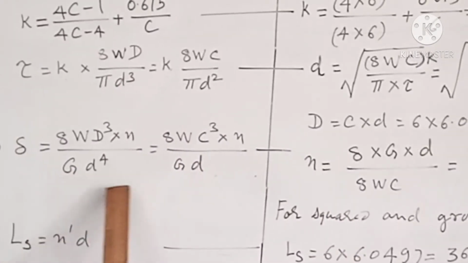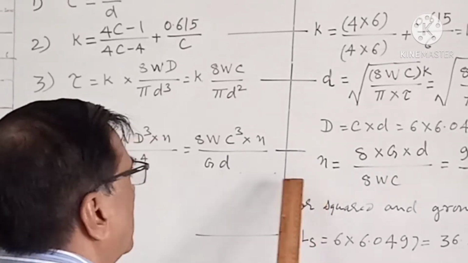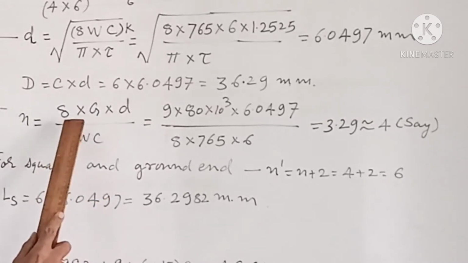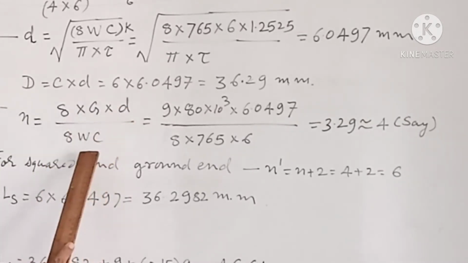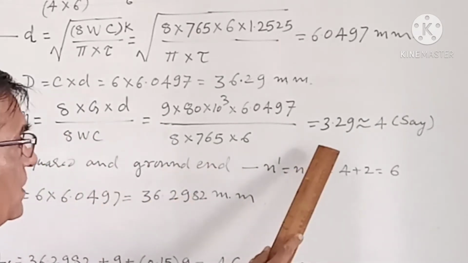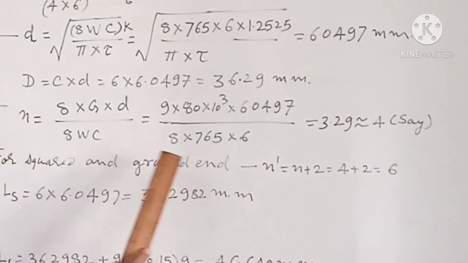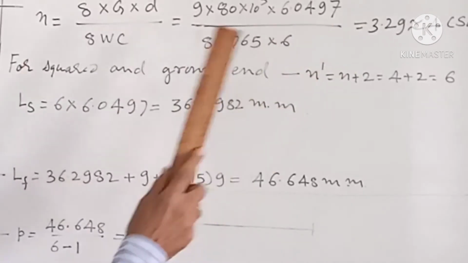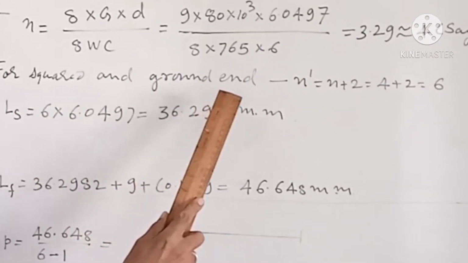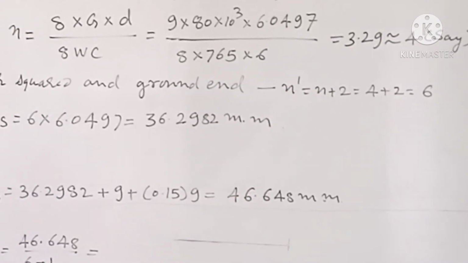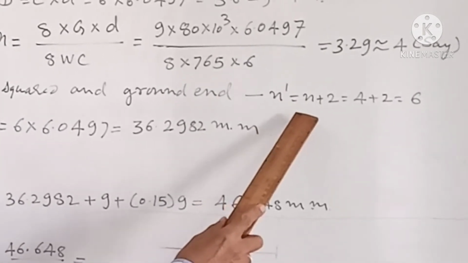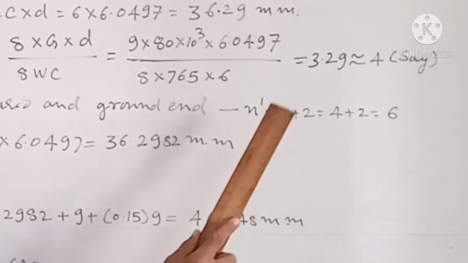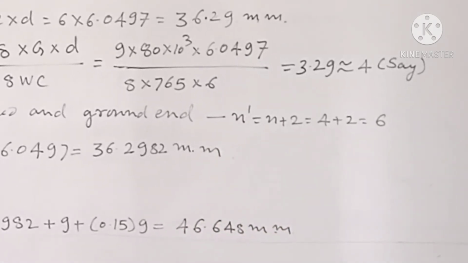Now from this formula, transferring n to the left side and other quantities to the right hand side, the formula becomes like this. Putting the values of delta, G, D, W and C, n comes out to be 3.29. So we will take 4 turns, n equal to 4 turns, the active number of turns. For square and ground ends, n dash is the total number of turns, the summation of active turns plus 2, that is n plus 2. So n dash comes out to be 6.